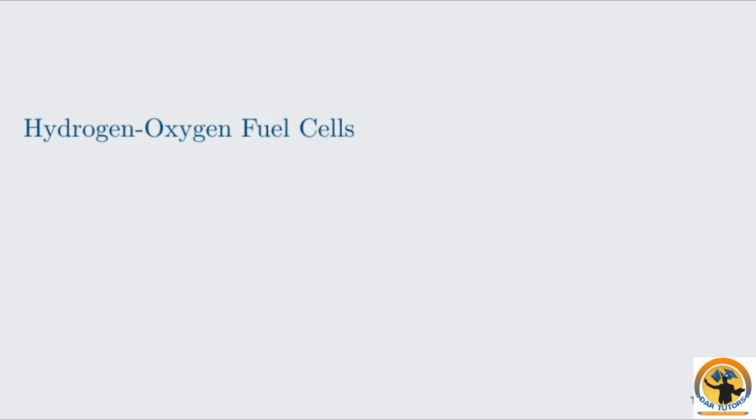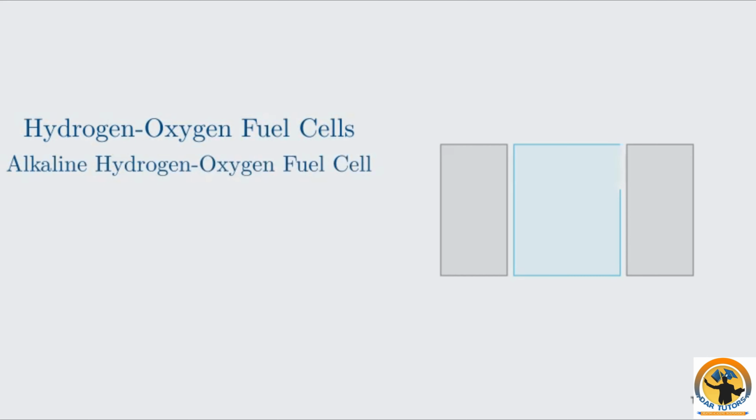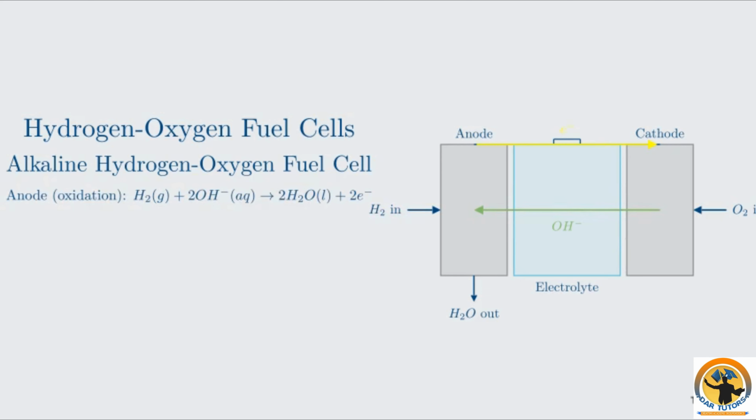Let's examine the hydrogen-oxygen fuel cell. It's a key example in the IB curriculum and we'll analyze 2 common conditions: alkaline and acidic. First, let's consider the alkaline fuel cell, which uses a potassium hydroxide solution as its electrolyte. At the anode, hydrogen gas is fed in and reacts with the hydroxide ions from the electrolyte. It gets oxidized. The anode half equation is H2 gas plus 2OH⁻ aqueous produces 2H2O liquid plus 2 electrons. Notice the loss of electrons, which confirms this is oxidation.